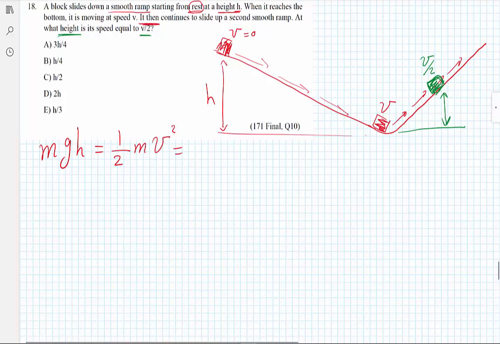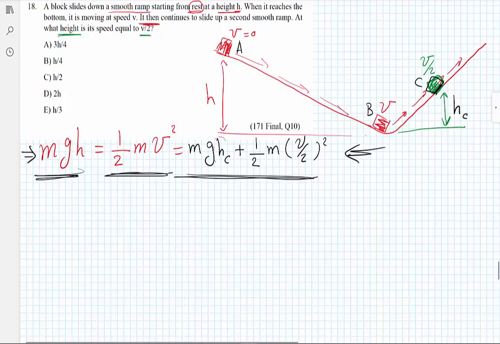Position number 3, the green one, we have potential and kinetic. Let's assume that the positions are A, B, and C, so the third height will be hc. So we have the potential mg hc plus the kinetic half times m times the speed squared, and the speed is v over 2. Of course, when you square it, it will be v squared over 4. We are searching for hc.